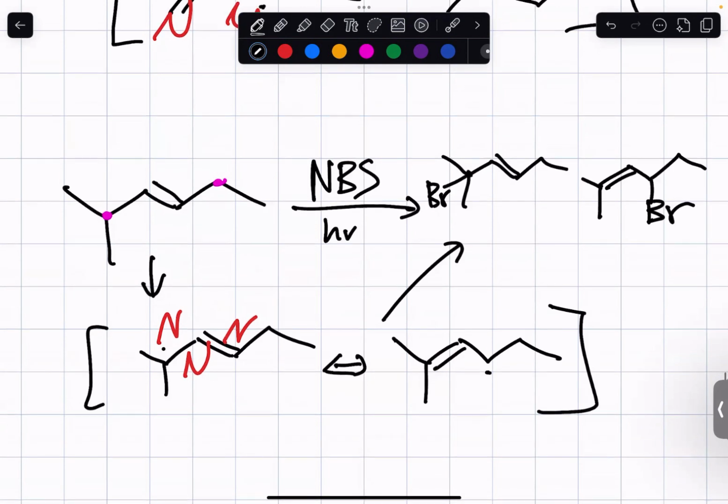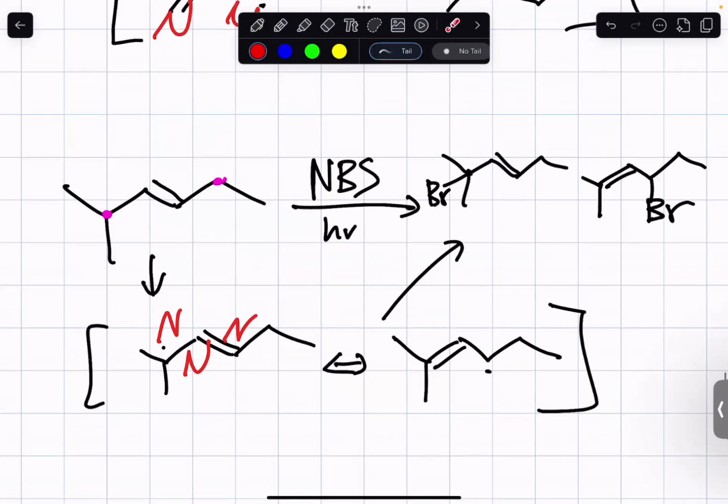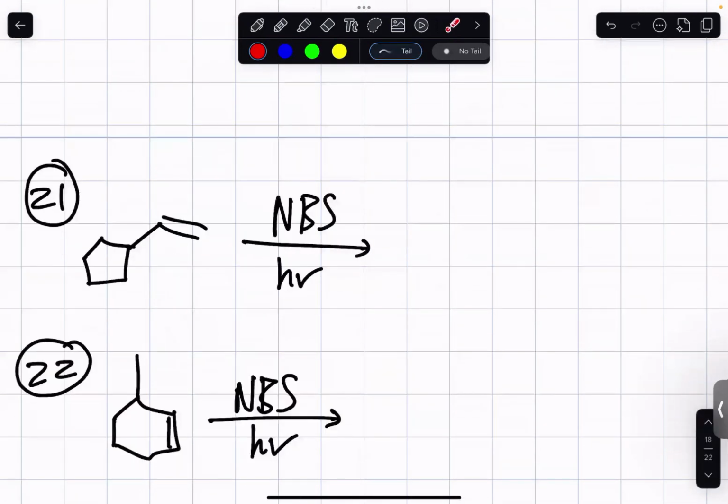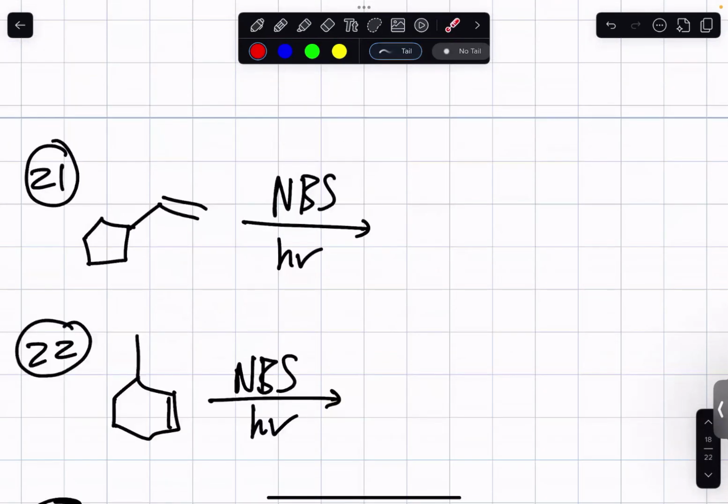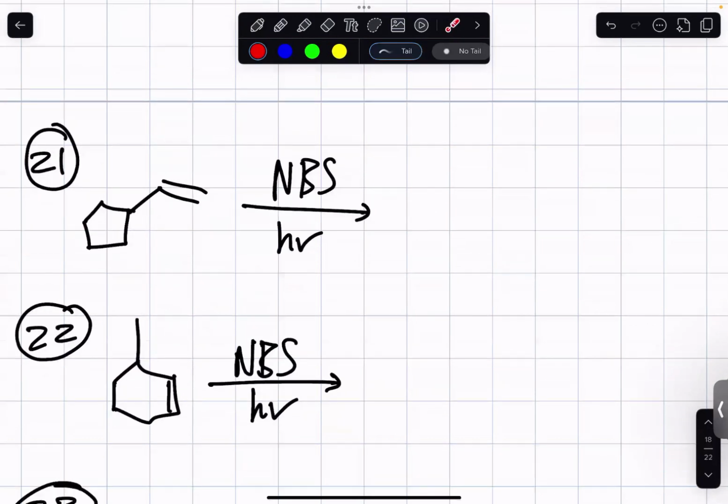Include both products, right? This one was a little bit more difficult because you had to choose between this allylic position versus this allylic position. Okay. Now I'm gonna have you guys try 21 and 22, and when you guys finish, send me through the Zoom or type in the chat what the products would look like.